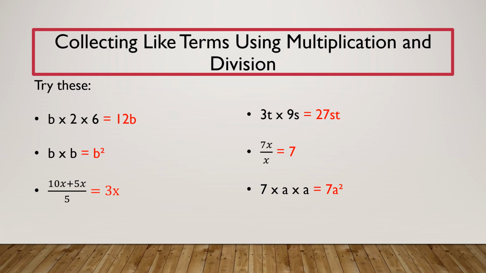So b times 2 times 6, we've got our 12b. b times b is b squared. 10x plus 5x gives me 15x, divided by 5, which gives me 3x. 3t times 9s would give me 27st. 7x divided by x would give me 7. And 7 times a would give me 7a squared.